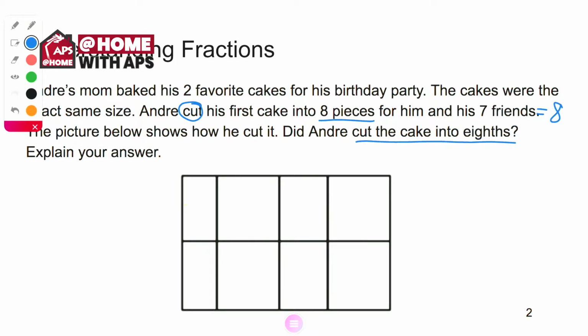So let's look at the good piece of information, but we didn't need it right away. Are these 8ths? Well, if I sit here, I have 1 piece, 2 pieces, 3 pieces, 4 pieces, 5 pieces, 6, 7, 8. Yes, he did. Do you agree with me? We got 8ths there. No. We don't have 8ths, do we? Why don't we have 8ths?